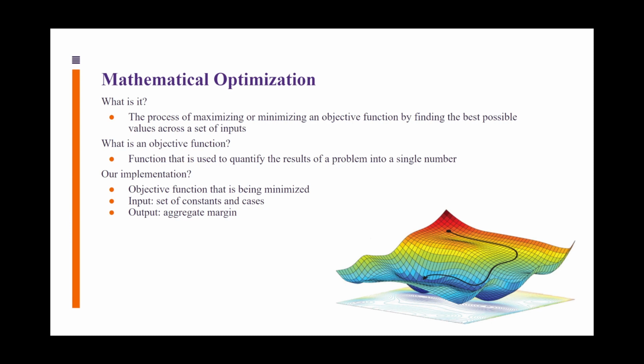So for our implementation, the objective function was being minimized, and the input to it was a set of constants and a set of cases to be optimized, and the output was an aggregate margin. And as you remember, the margin is the confidence of the algorithm. So this is almost the collective confidence of the given case set with the constants we input.